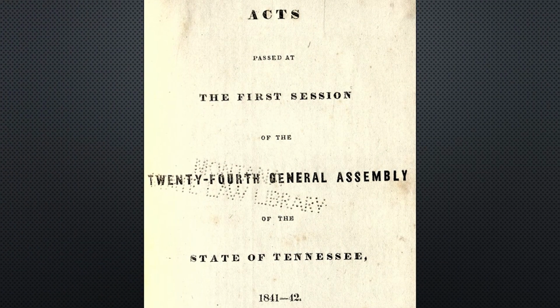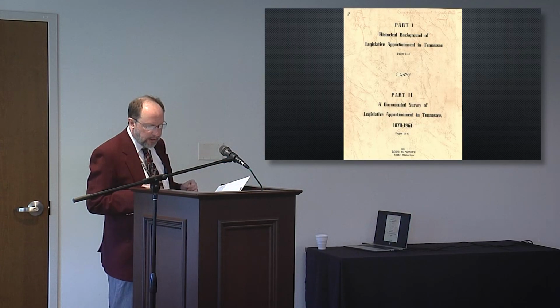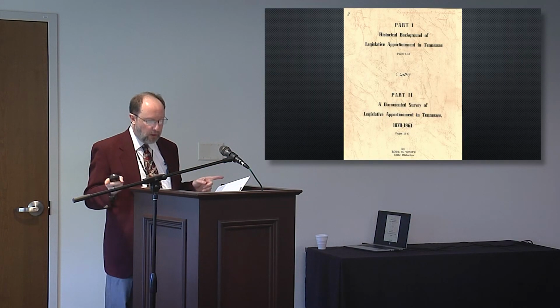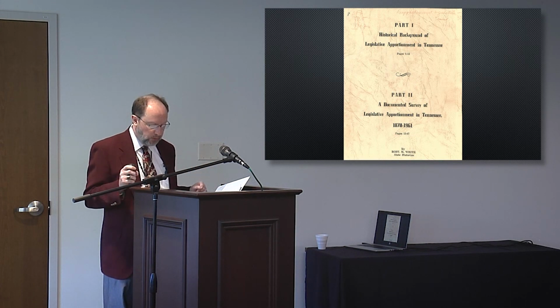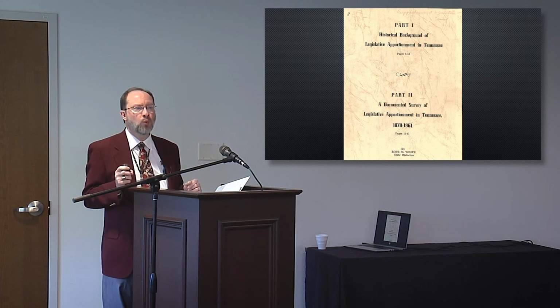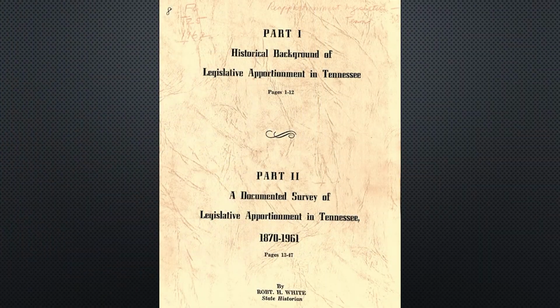And so, the first redistricting under this new Constitution would be done by the 24th General Assembly in 1841 and would go perfectly smoothly. Now, before I go on, much of what you've heard so far and much of what you're about to hear is based on a 1962 report by Dr. Robert H. White, who was Tennessee's first state historian. And I will defer to him for a description of the 1841 redistricting.